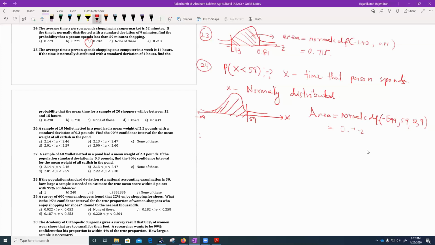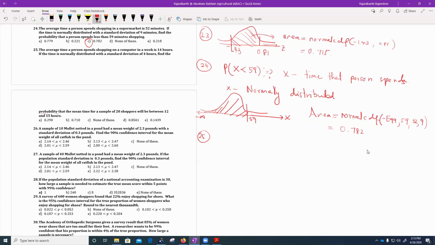So problem number 25. The average time a person spends shopping on a computer in a week is 14 hours. If the time is normally distributed with the standard deviation 4, find the area or probability that the mean time for a sample of 20 shoppers will be between 12 and 15. Okay. Now, here you have to understand the question carefully.